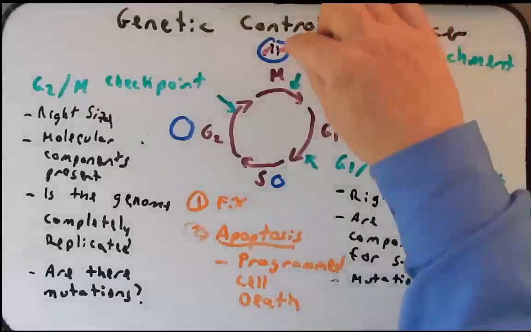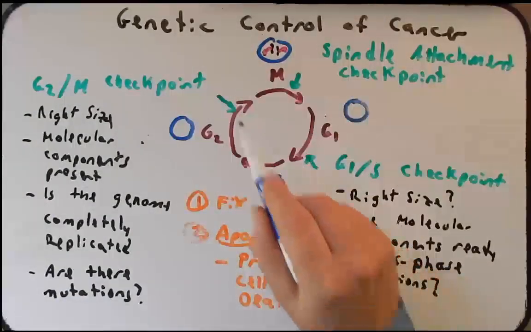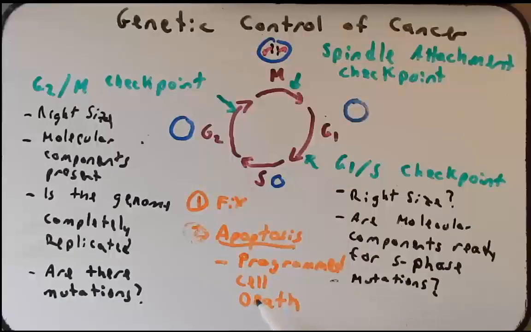This is very important because if they don't attach properly, that's when we end up getting things like the aneuploidies or the polyploidies. So it's important that this checkpoint is followed closely. As our cell is moving through the cell cycle, it stops at each of these points to make sure that the cell is ready to proceed. And this works pretty well most of the time.